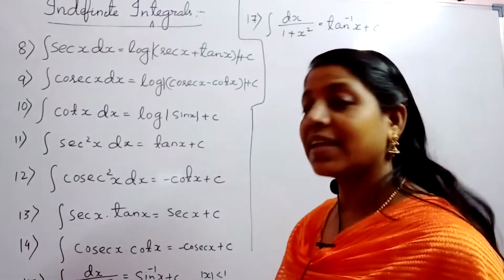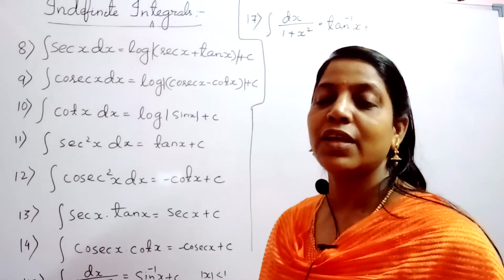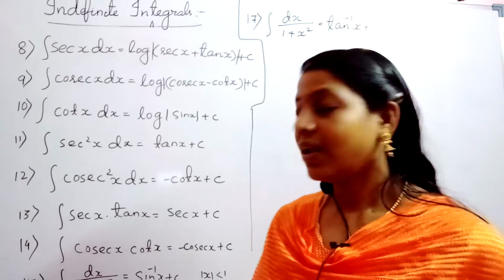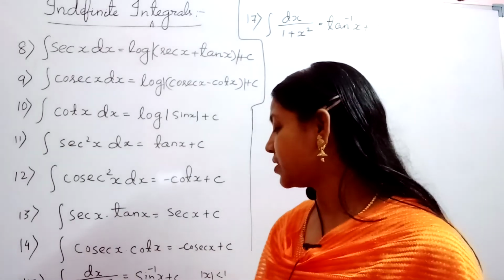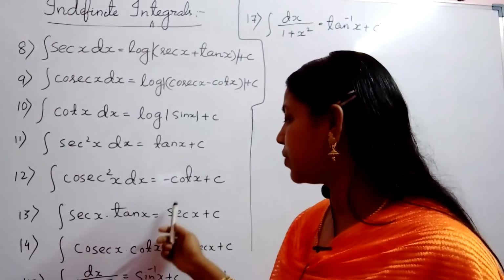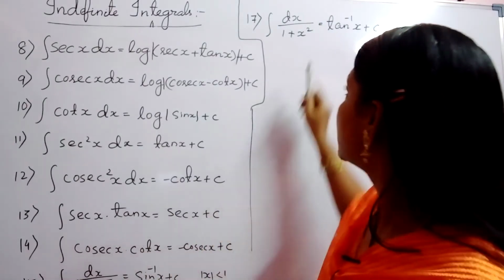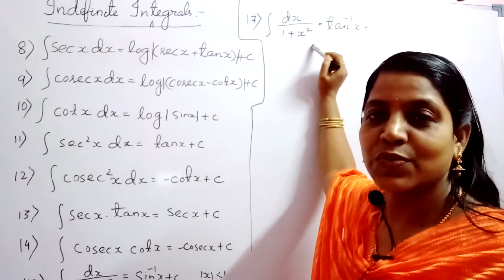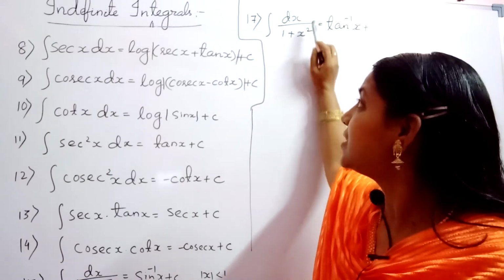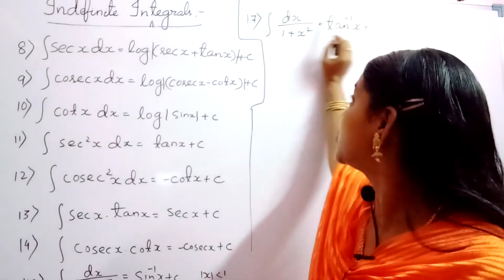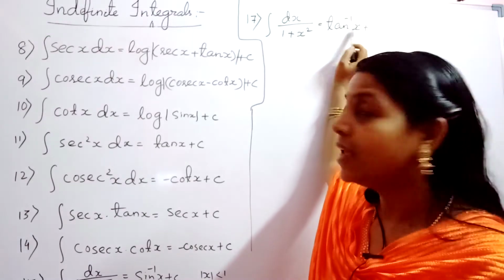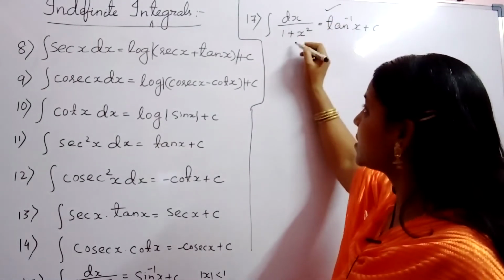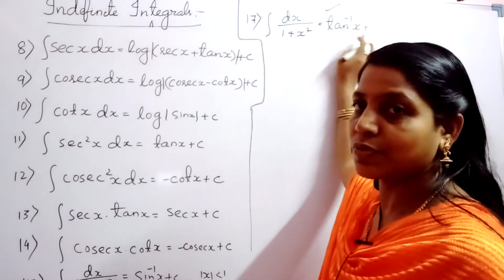Similarly secant inverse x, the differentiation, what will it be? 1 by x into root of x square minus 1. Yes or no? Now you are doing the inverse process, so integration of that. These are direct trigonometric formulas which you have studied. Similarly tan inverse x, differentiation, what is it? 1 by 1 plus x square. Yes or no? So hence the inverse of that, if you do integration, you will get tan inverse x plus c. This is a direct formula. Tan inverse x differentiation is 1 by 1 plus x square, so integration of 1 by 1 plus x square is tan inverse x.